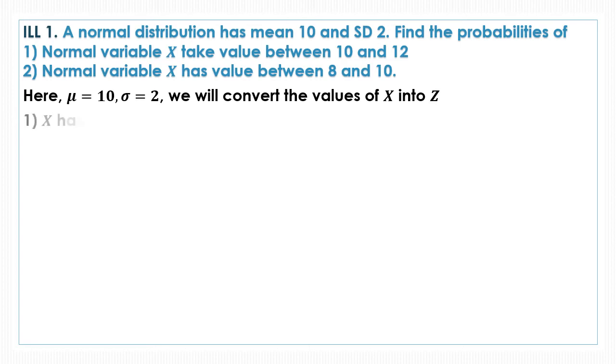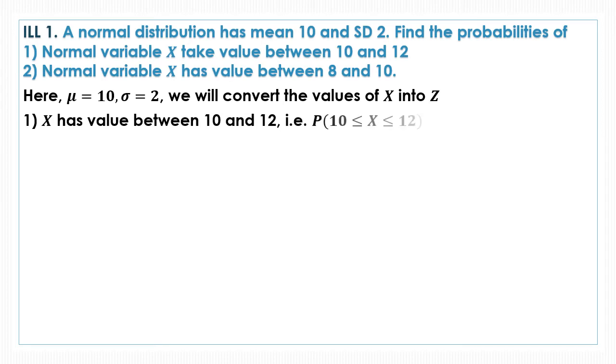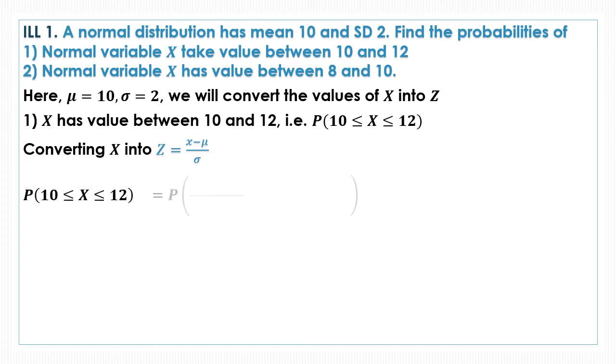So what we are going to do, number 1, x has value between 10 and 12. That is, if you write it down in the notations, value of x is between 10 and 12. Always write the lower value first, then x, and then the upper value. So x is between 10 and 12. Now we are going to convert this into our z value. And what is z? Z is x minus mu upon sigma. The mu is 10, sigma is 2. So how we are going to do that? It will be like this. First of all, 10 is written.